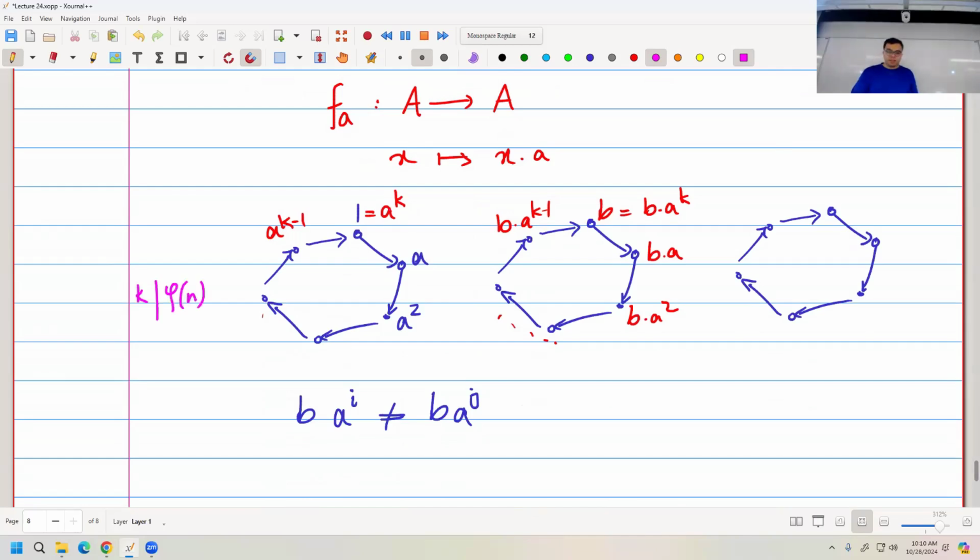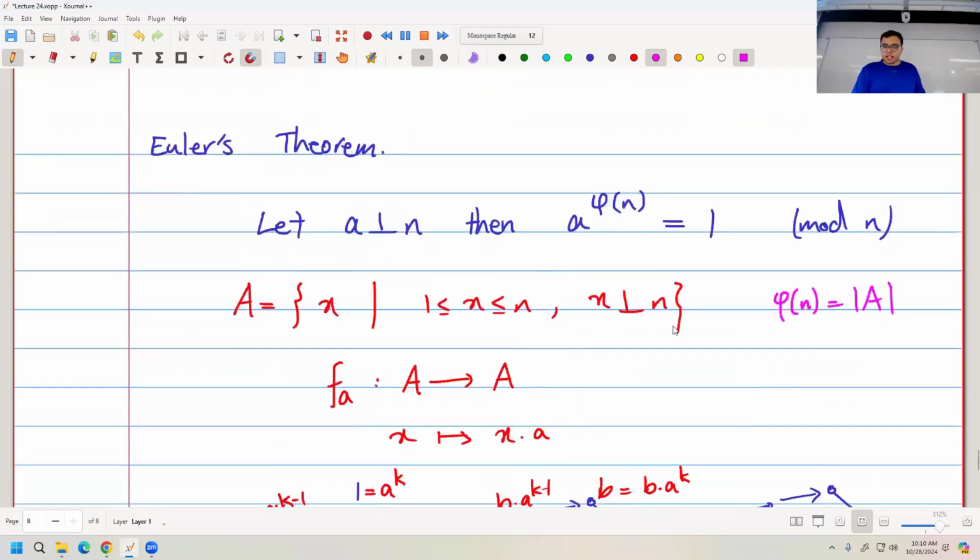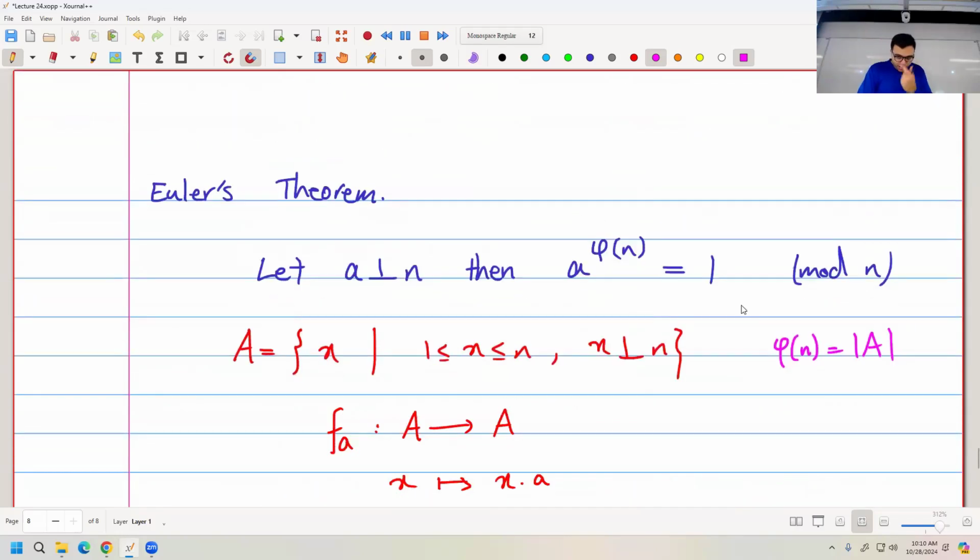But great, that means that if I take A to the power of phi of N, I'm starting at 1 here, going around this cycle, taking phi of N steps. But phi of N is a multiple of K, so I'm just going several rotations along the cycle and coming back to where I started. So that means that A to the power of phi of N is equal to 1 modulo N.